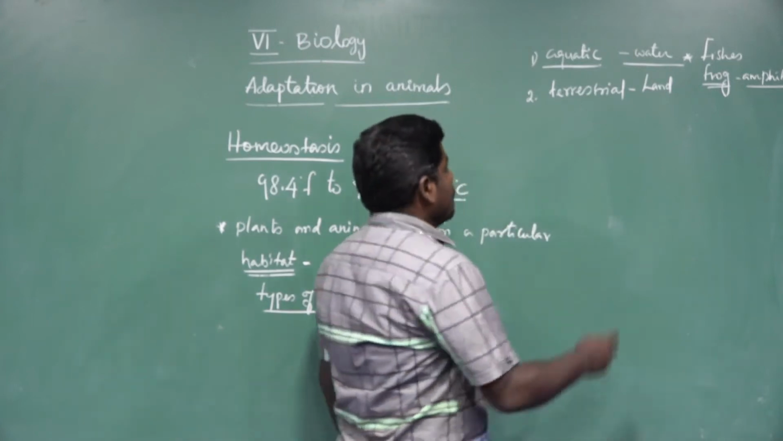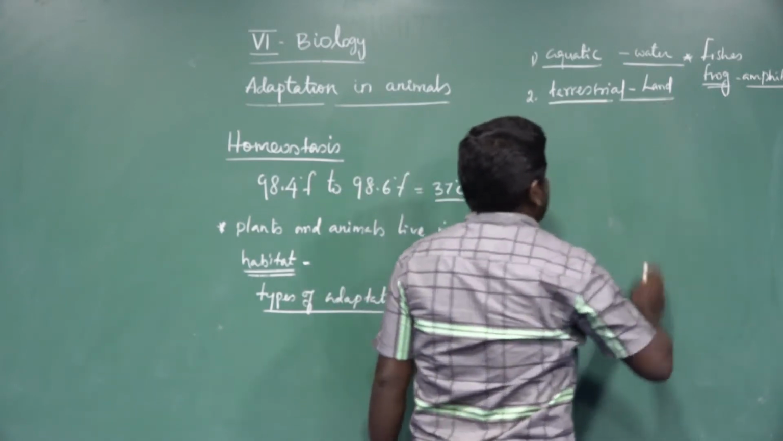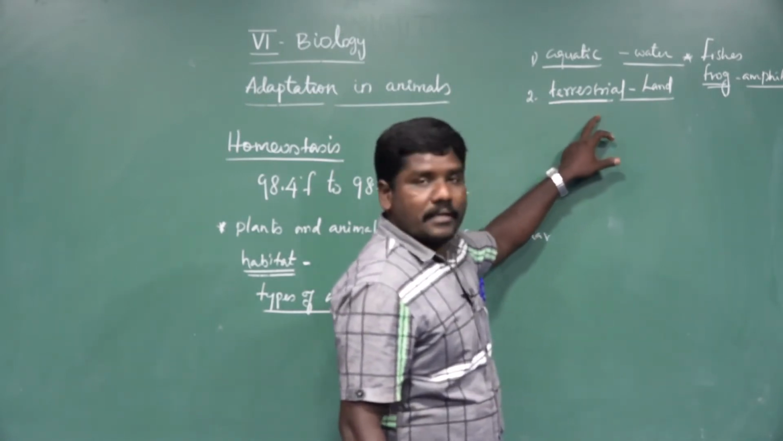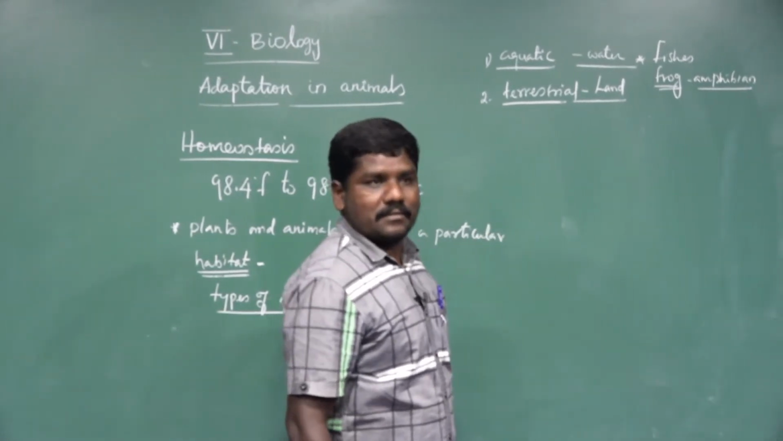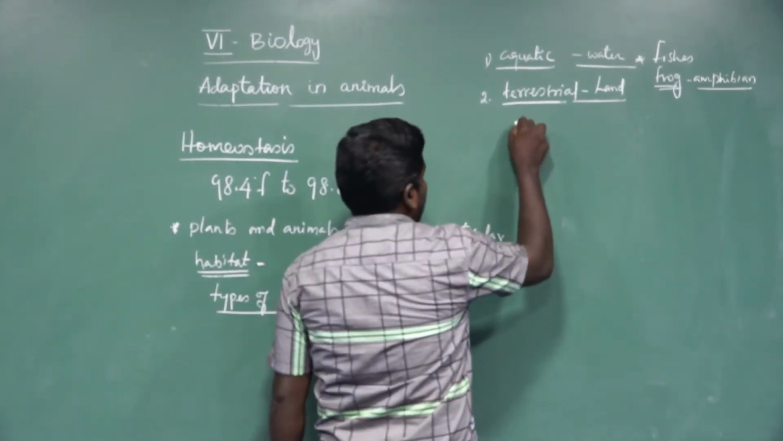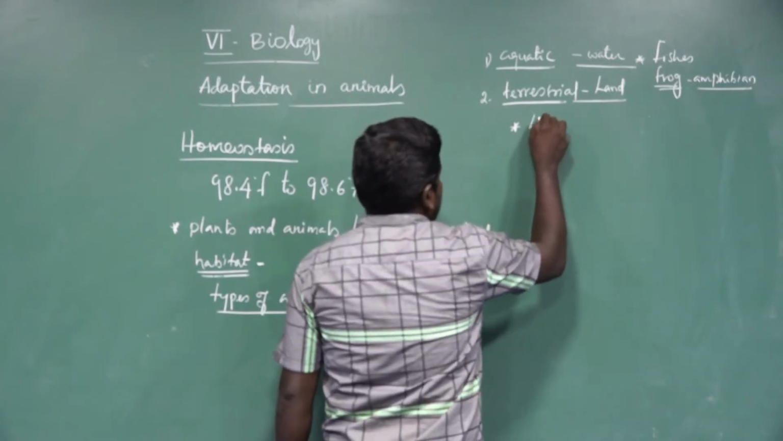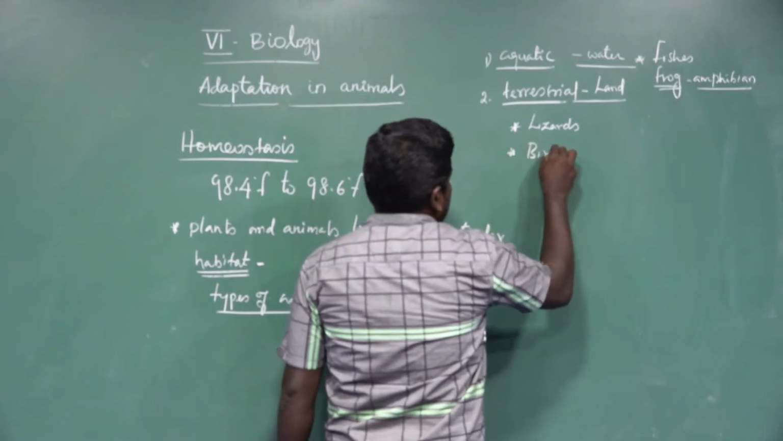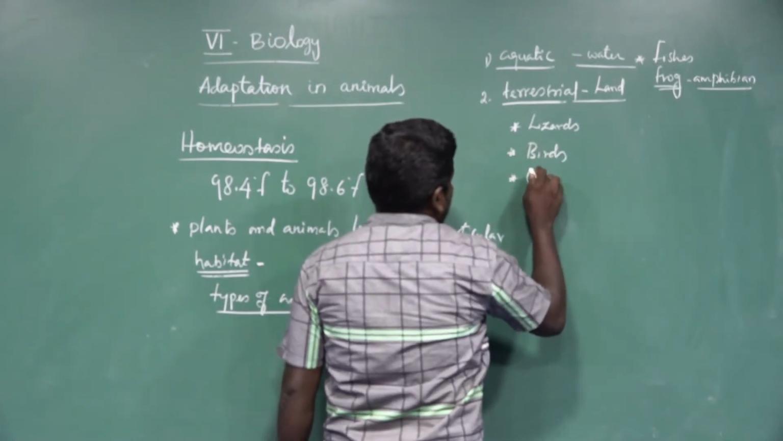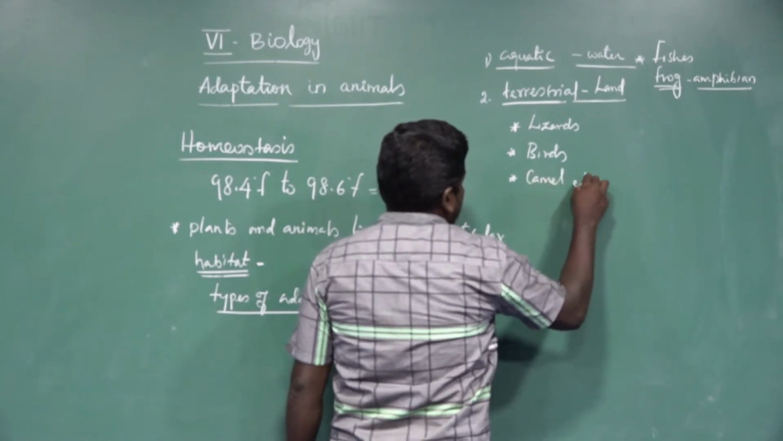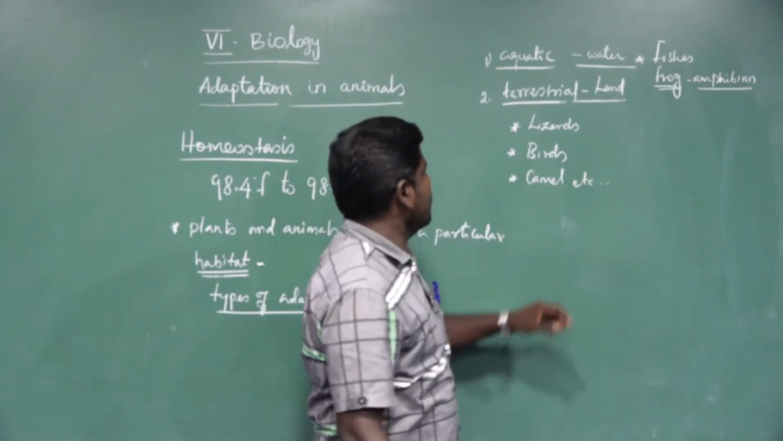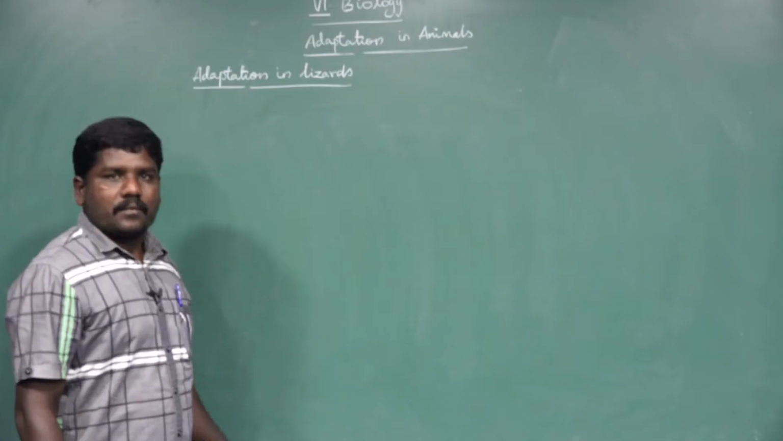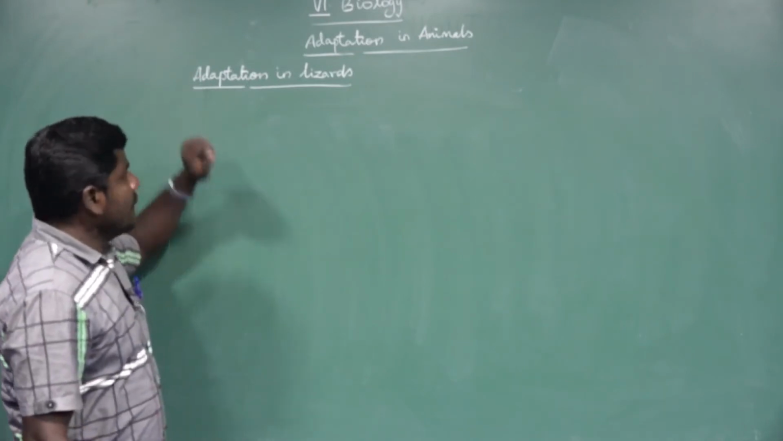Next we go to terrestrial adaptation. The terrestrial animals have certain characters. Examples of land adaptation animals are lizards, birds, camel, etc. Now we discuss the topic adaptation in lizards.